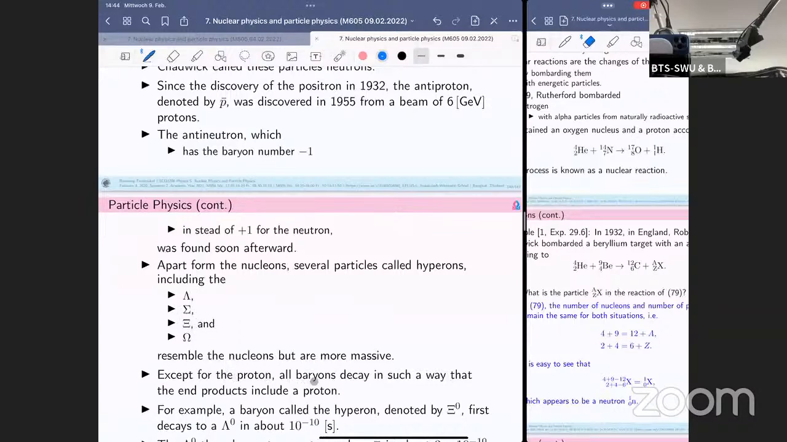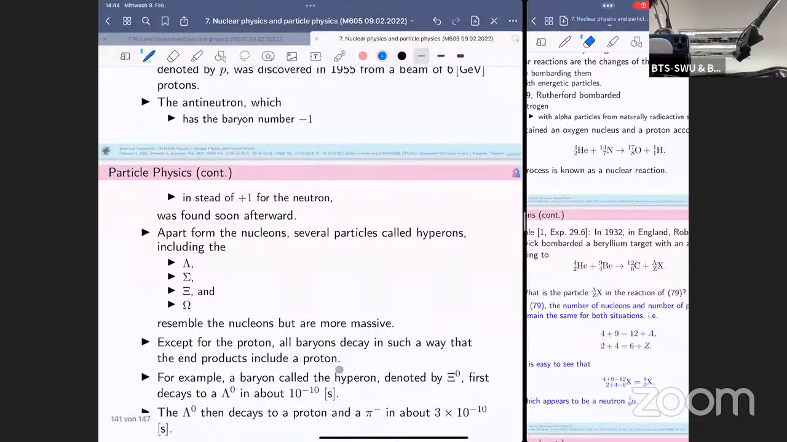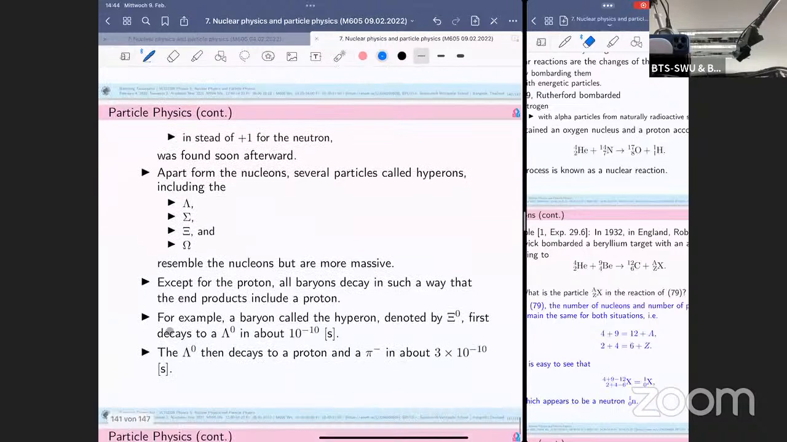Except for the proton, baryons decay in such a way that the end product includes a proton. Of course, the proton will not decay to a proton because it's already stable. But hyperons like lambda, sigma, psi, and omega will decay into a proton finally. For example, the psi 0 hyperon first decays into lambda 0 in about 10 to the -10 seconds, I'd say.